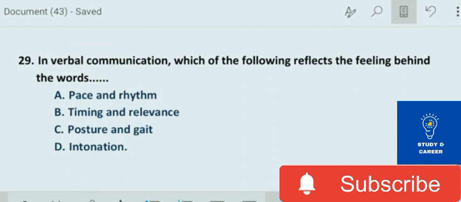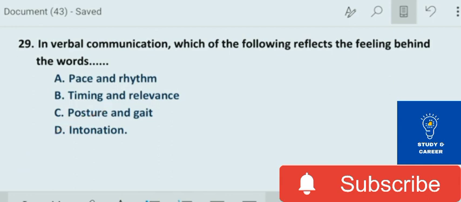29th. In verbal communication, which of the following reflects the feeling behind the words? A. pace and rhythm, B. timing and relevance, C. posture and gait, D. intonation. So in verbal communication, what reflects the feeling behind the words is intonation. D is the right answer.